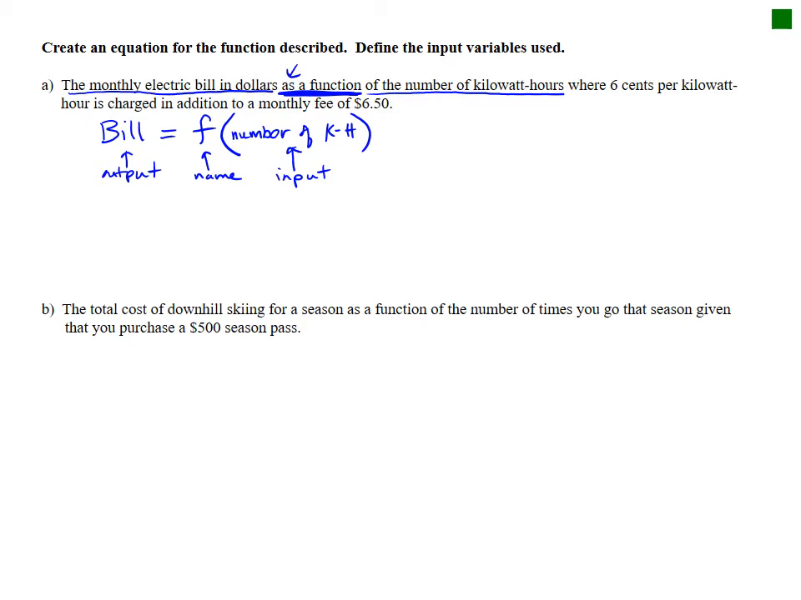So what we have is a name of a function that is calculating the bill. We often use X for the input, but if I'm going to use X, then I want to make sure I define X as the number of kilowatt hours. So let X be the number of kilowatt hours that are used.